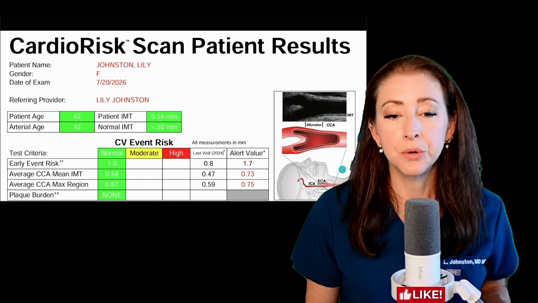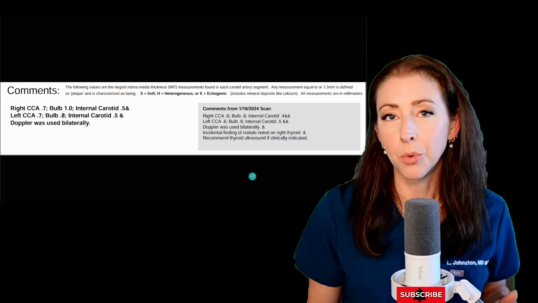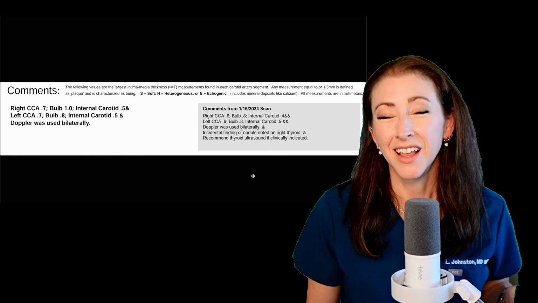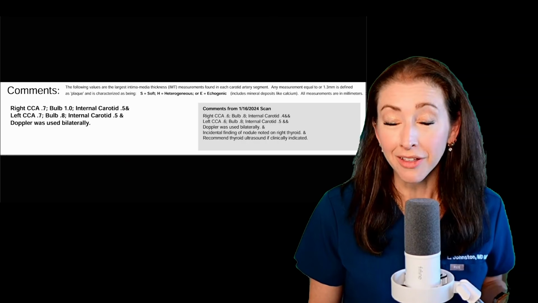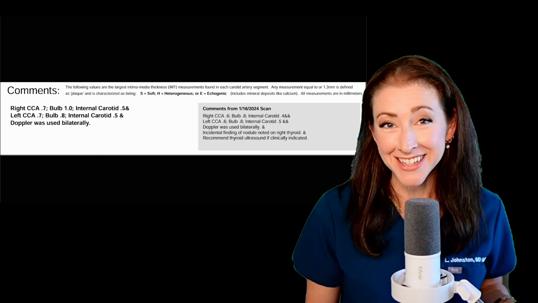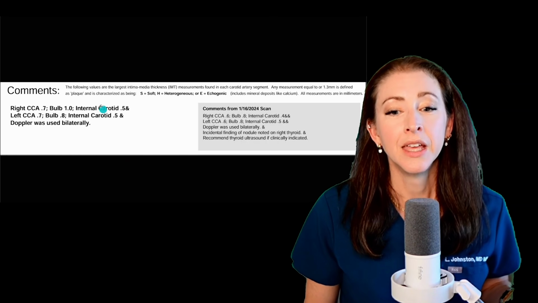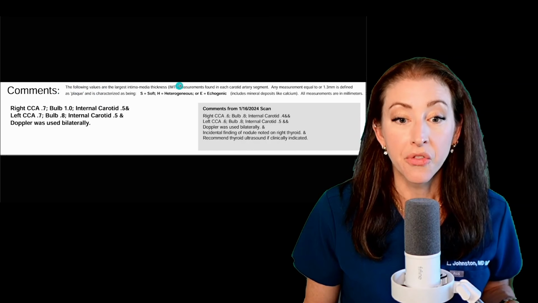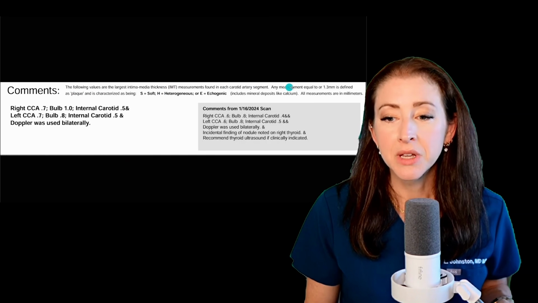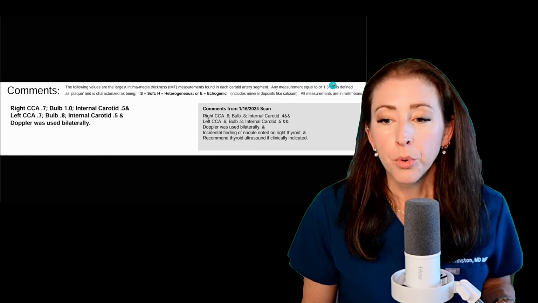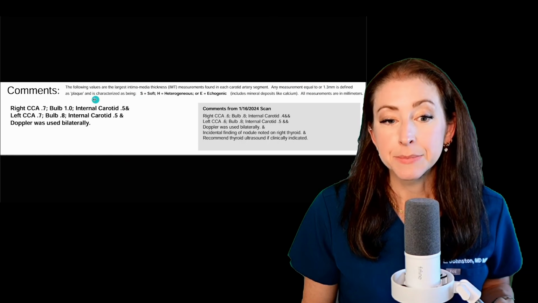The next thing I'll show you is the next section down in the report, this thing that says comments. It's full of a lot of soft text, but there are some little nuggets in here that I think are helpful if you have one of these sitting on your desk that you're looking through. So it says the following values are the largest IMT measurements found in each segment. Any measurement equal to 1.3 millimeters is defined as plaque.